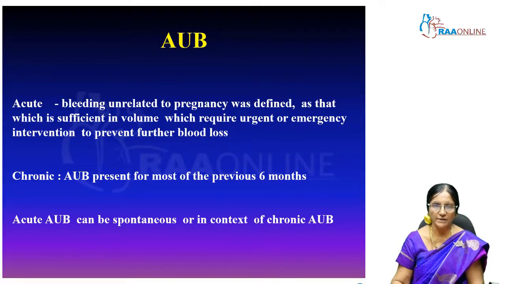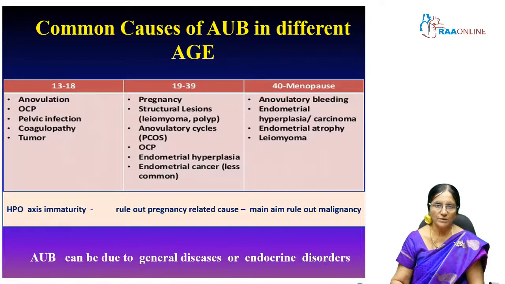Chronic bleeding can be due to the patient having irregular cycles or heavy menstrual cycles over a period of 6 months. Sometimes it can be acute on chronic. It can be spontaneous or in connection with chronic AUB. The common causes occur in all age groups.